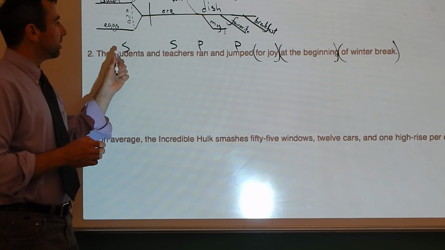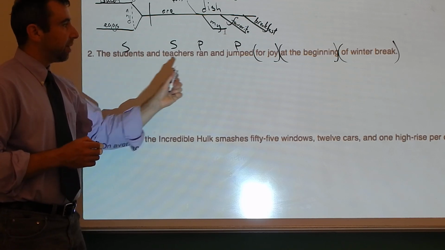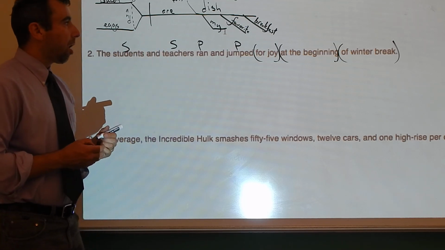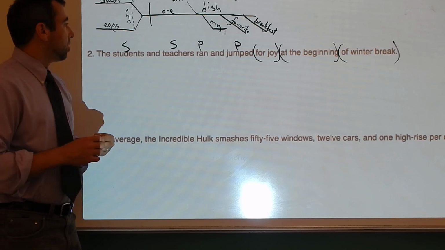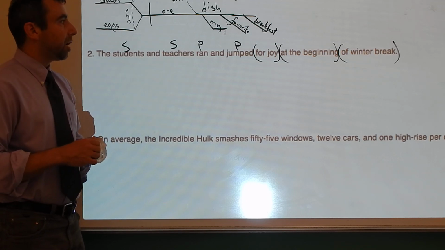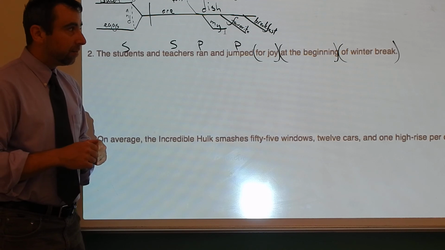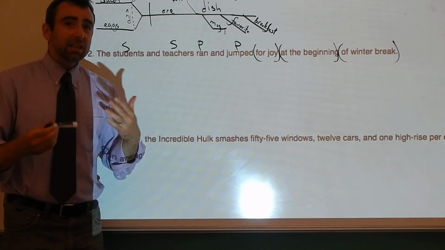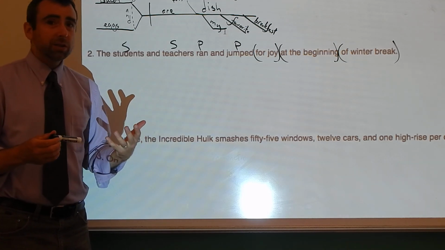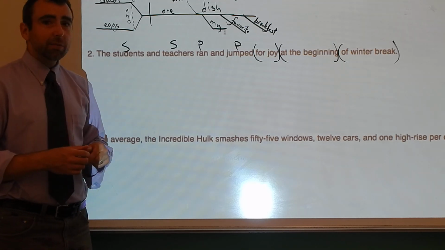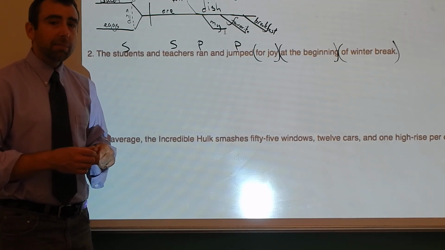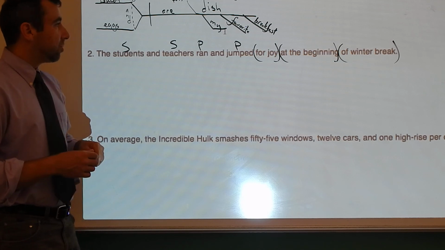Okay, I hope you found that students and teachers are both subjects and that ran and jumped are both predicates. So students and teachers ran and jumped what? Now there's not anything that they're running and jumping here, and I hope that you can see that. There's no direct object, predicate adjective, or predicate nominative in the sentence. That happens sometimes. Is there an indirect object?